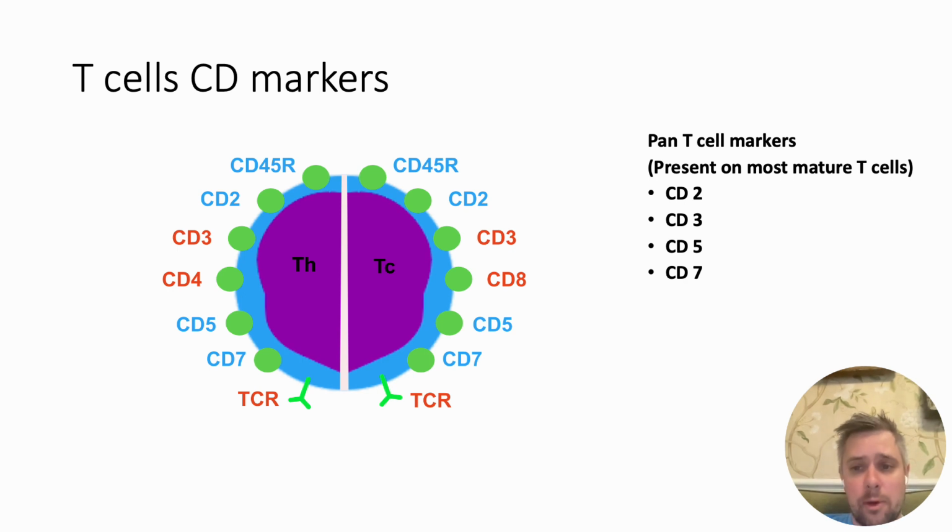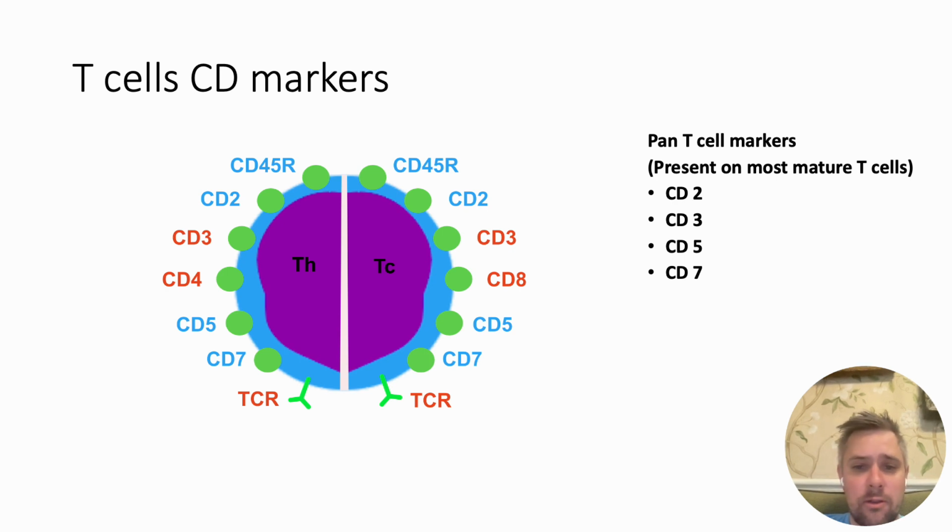And here's an example of a few T cell markers. So CD2, CD3, CD5, and CD7 are called pan T cell markers, meaning they are present on most mature T cells. However, you can lose expression of some of these markers when you develop a lymphoma.